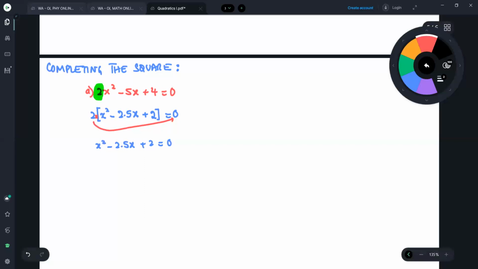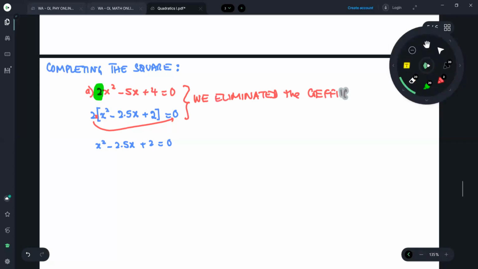What we have done here is, in this step, we eliminated the coefficient of x square. Now there are two ways of doing this. I told you to take out common. What you can do is divide the whole equation by 2. I'll do this in the next part. Coefficient of x square, this is very important.